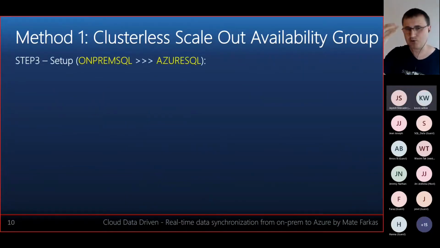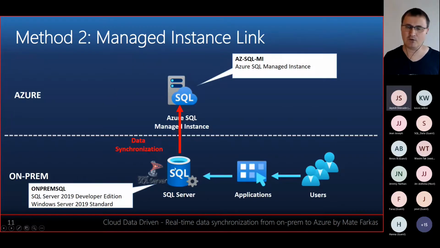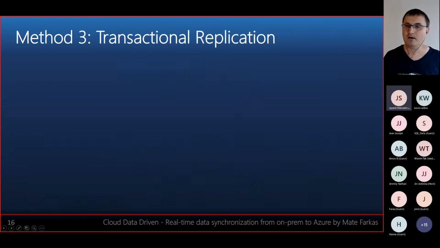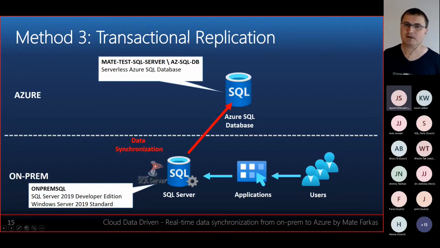So I just show you in theory what are the other methods. This was the first one. This is the second one when we set up the managed link from on-prem SQL Server to a managed instance. And there is a third one, which is the most interesting, I think, where we set up a transactional replication. It's a regular transactional replication from the SQL Server to a simple Azure SQL database. So an Azure SQL database can be a subscriber of a transactional replication. And this is also a good way to synchronize the data in real time from the on-prem system to Azure.